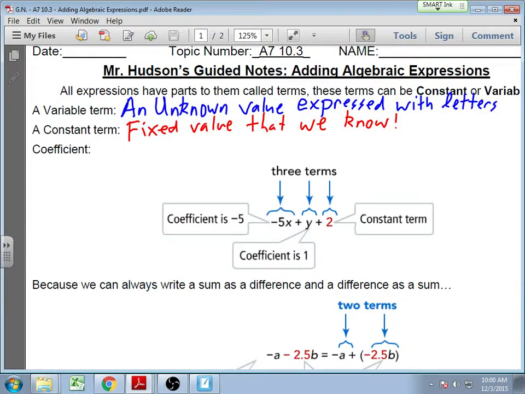Coefficient is a very fun word to spell. Coefficient. Coefficient. Got those two I's in there. Well, it's efficient. I know. But I like to say coefficient. Pronounce the extra I.